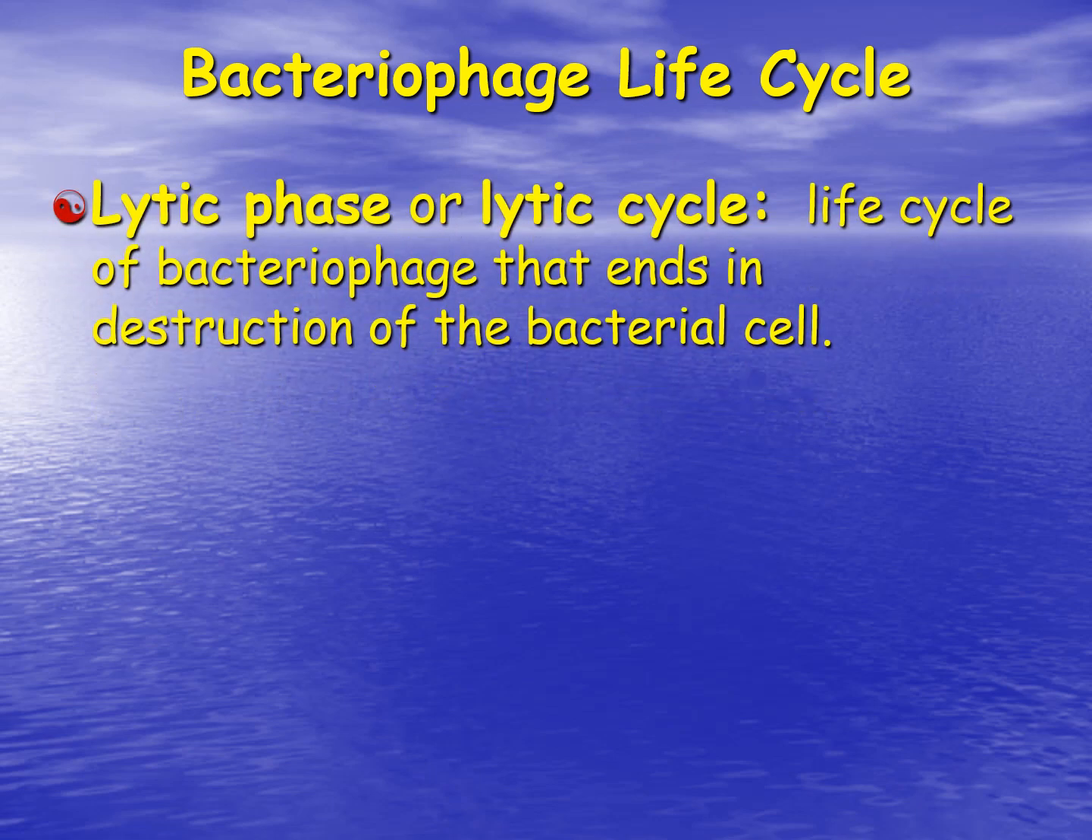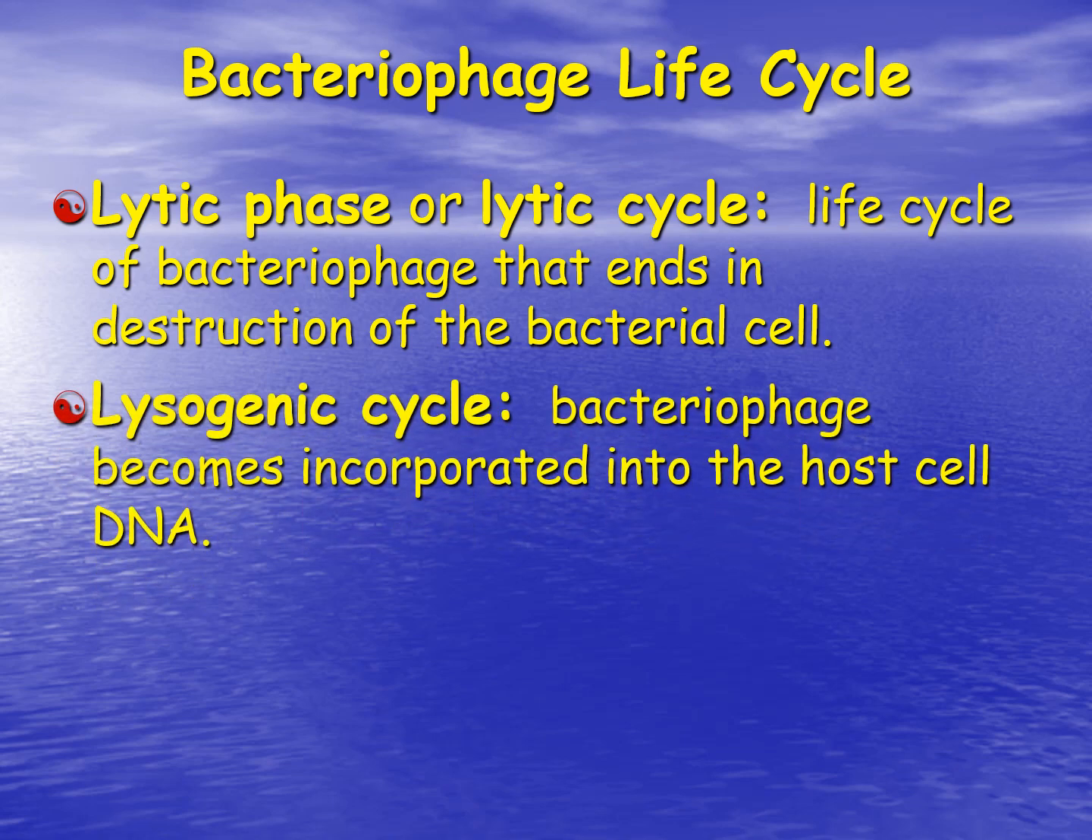The bacteriophage actually can go through two different phases of its life cycle. The lytic phase, or lytic cycle, is the life cycle of the bacteriophage that ends in the complete lysis or destruction of the bacterial cell. In the lysogenic cycle, however, the bacteriophage's genome becomes incorporated into the bacterial host cell's own DNA, and the DNA then will actually be copied to subsequent generations of that cell.